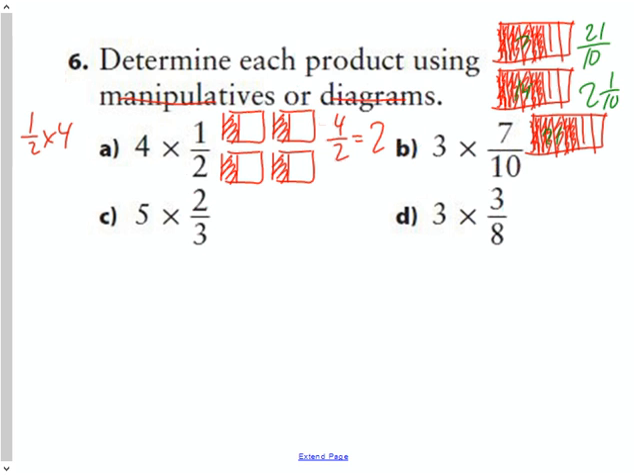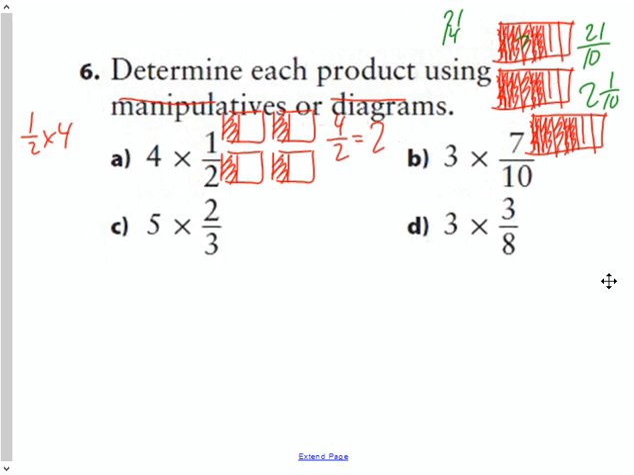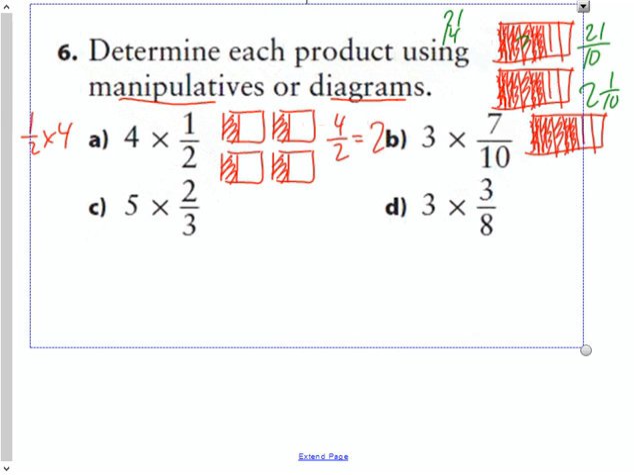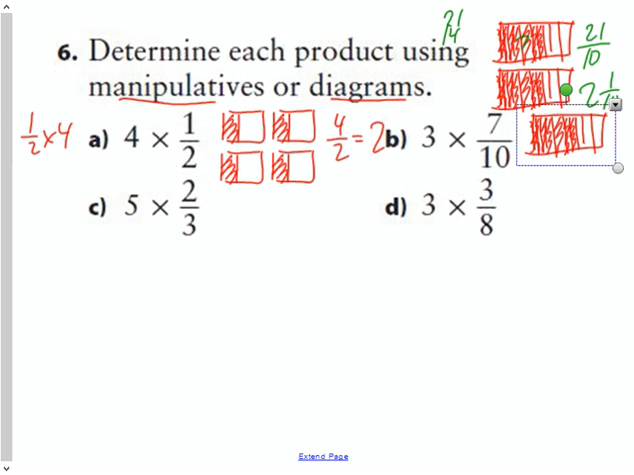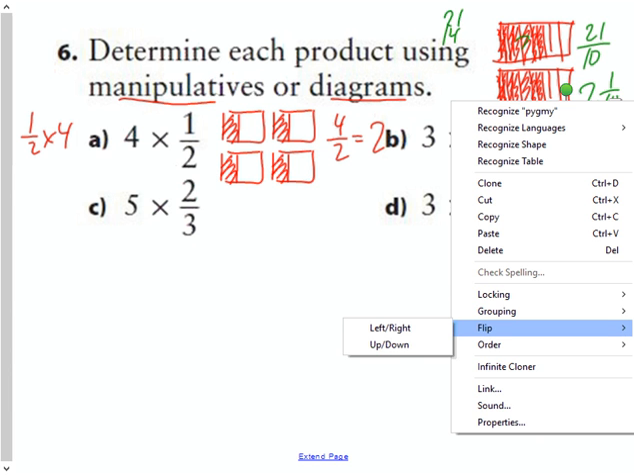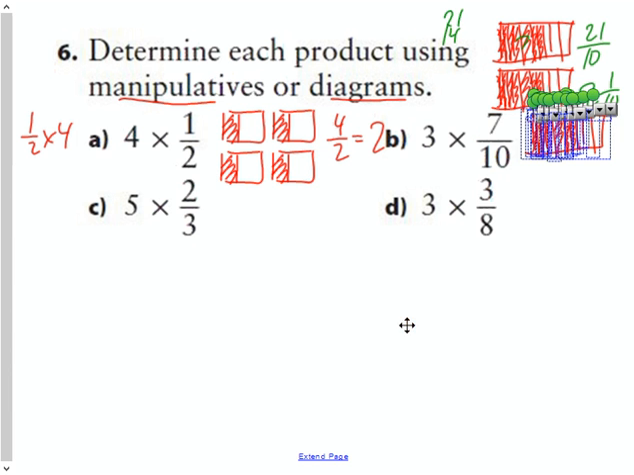Okay? And I suppose if you wanted to, if I take this here and I ungroup it, I could actually take all of these things here and move them in if I wanted to show that I could fill two holes up and I'd still have 1/10 left over right here. So 21/10 can make 2 and 1/10.